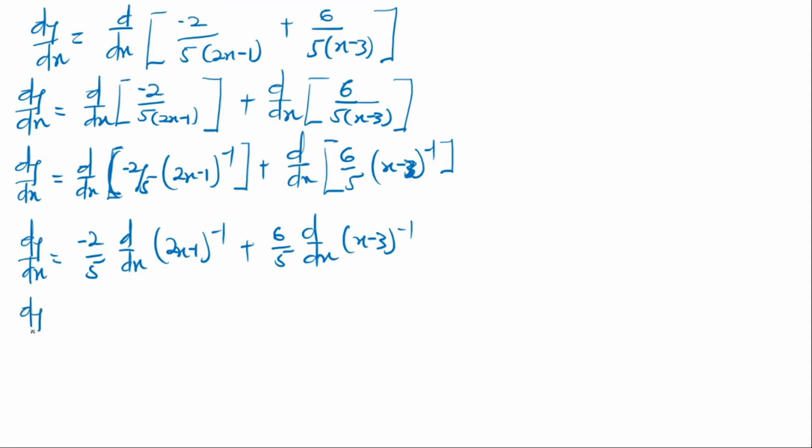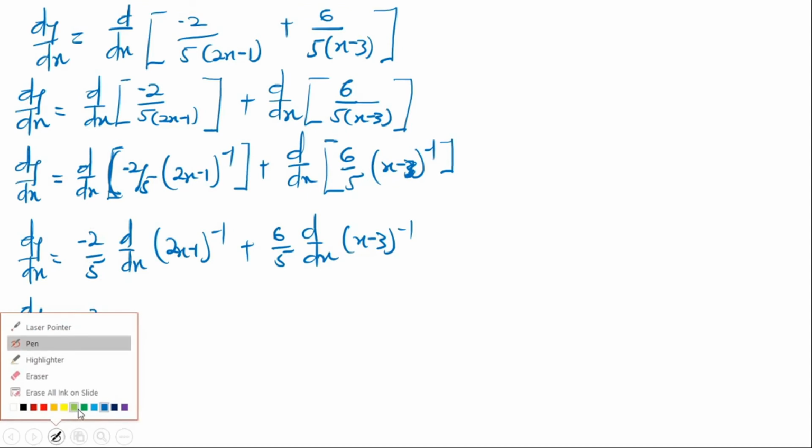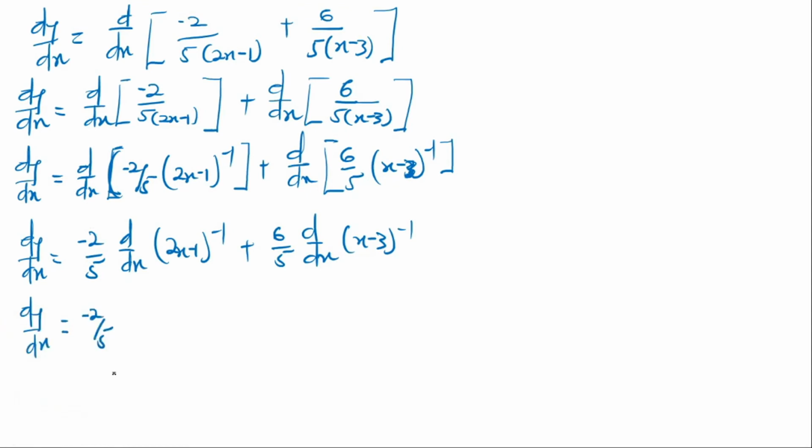So our dy dx for this example is, we still have the constant negative 2 on 5. Let me use another color for the rest, deeper blue or violet. If I differentiate this function, first of all I differentiate it as a whole. So the negative 1 will come and multiply the entire function, then we subtract 1 from the power. So we have negative 1 multiplied by 2x minus 1, raised to the power negative 2. Then we multiply by the differentiation of what we have in the bracket. If we differentiate 2x minus 1, we get just 2.